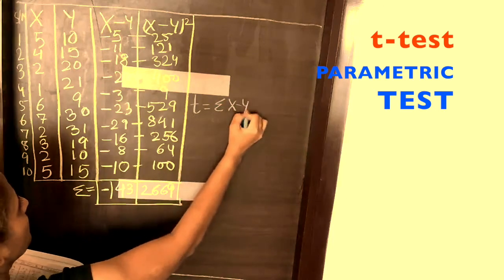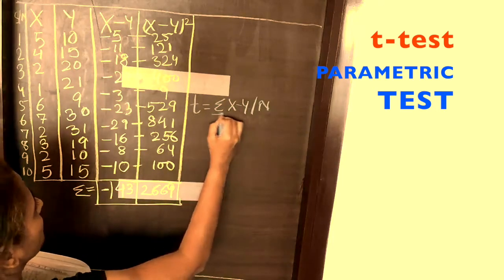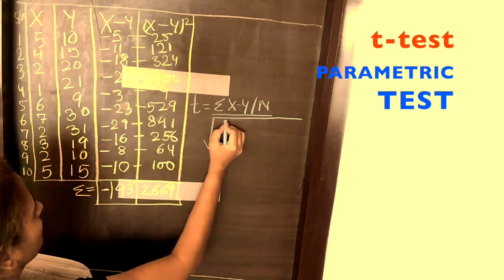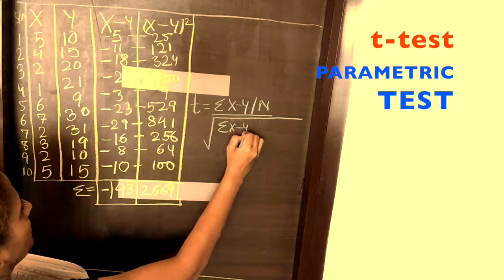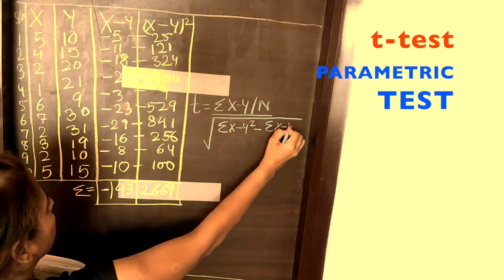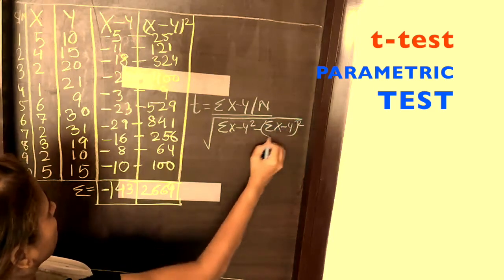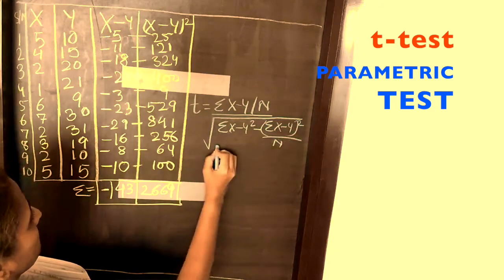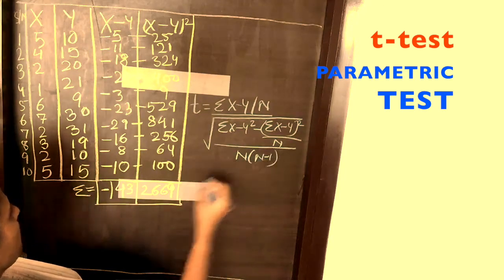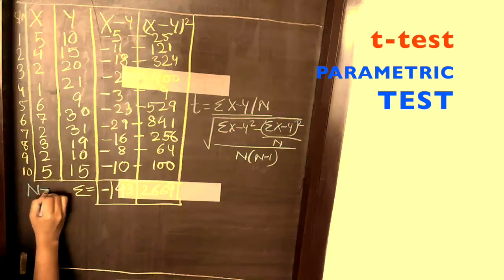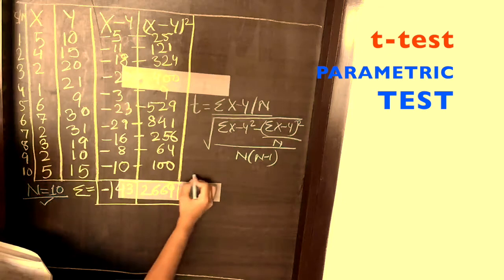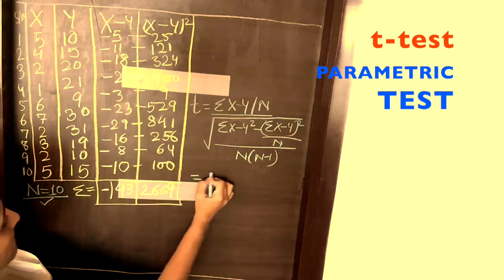Now coming to the formula of t-test, t is equal to sum of x minus y divided by n, and then this whole will be divided by the square root of x minus y square that we calculated in the last column minus x minus y whole square divided by n, and this whole will be divided by n into n minus 1. So this is the formula, and n here will be 10. Okay, so we'll work on this formula.